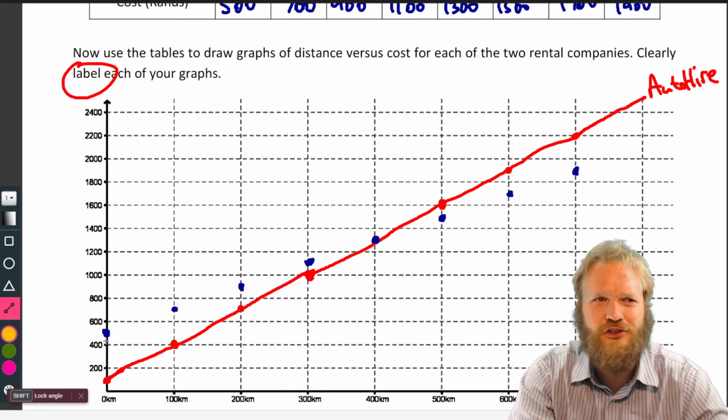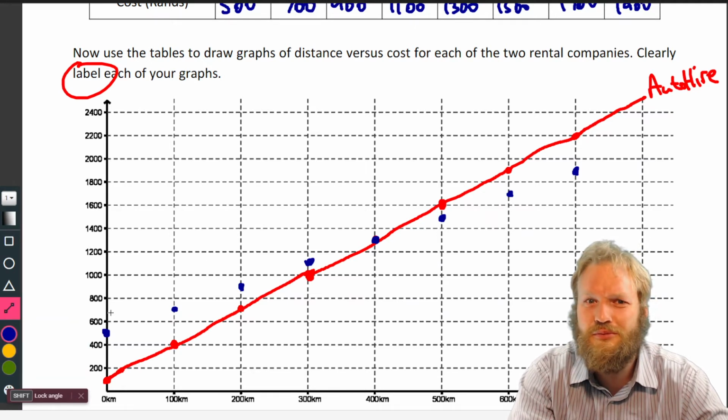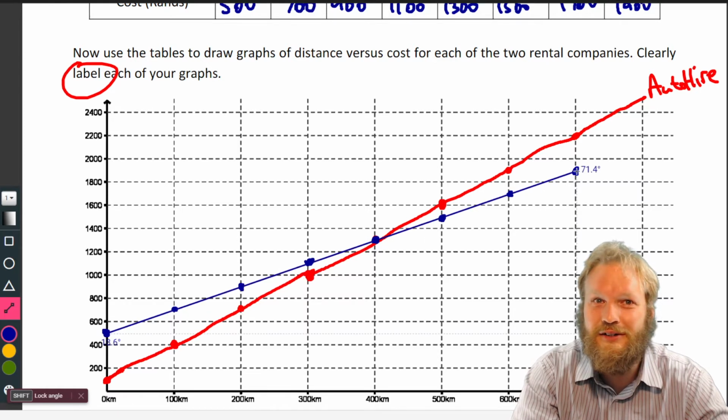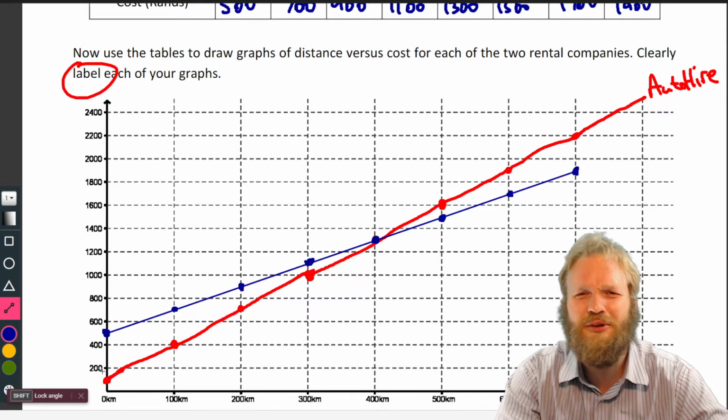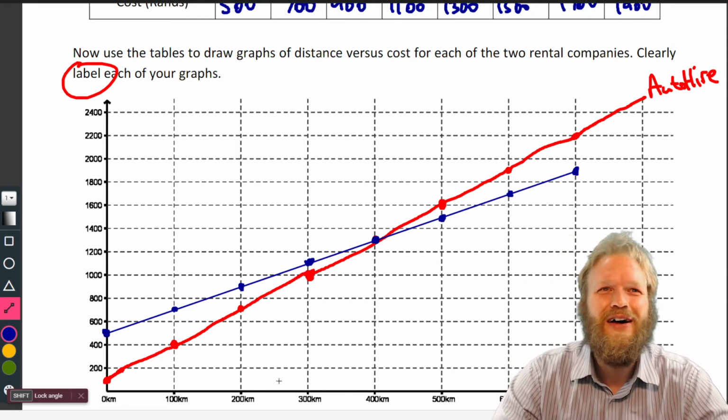So let's see, shapes. Let me try and figure out how to work these shapes. Look at that. Magic, right? That is a bit better. Should have done that with the red one. Whatever.